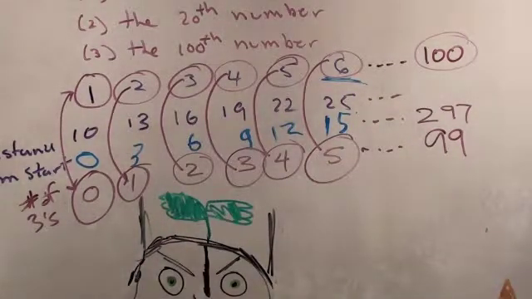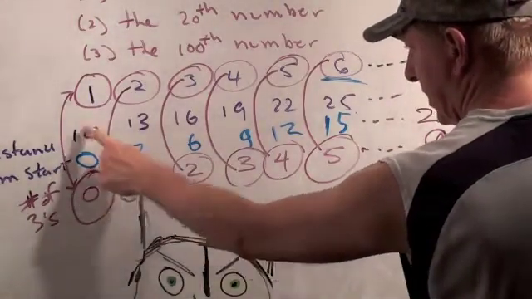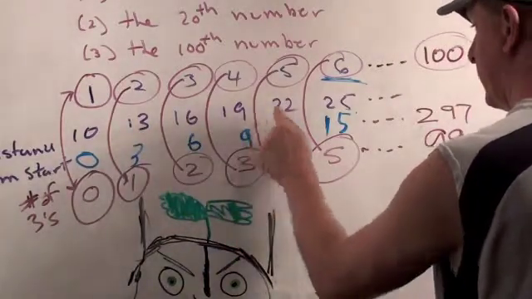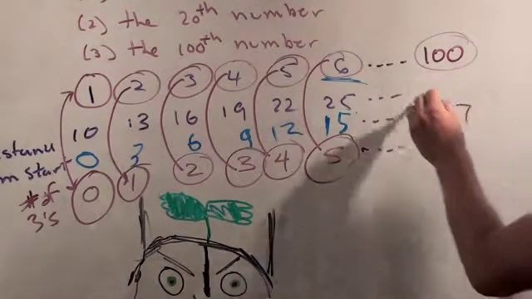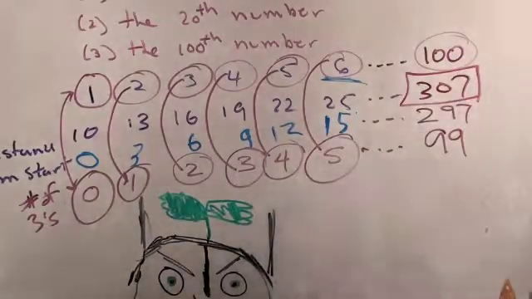Okay. How did we go from the number of threes, the distance from the start, 0 to 10, 3 to 13, 6 to 16, 9 to 19, 12 to 22? You added a 10. Okay, so that would change that number to 307. 307 is our 100th number in the sequence.